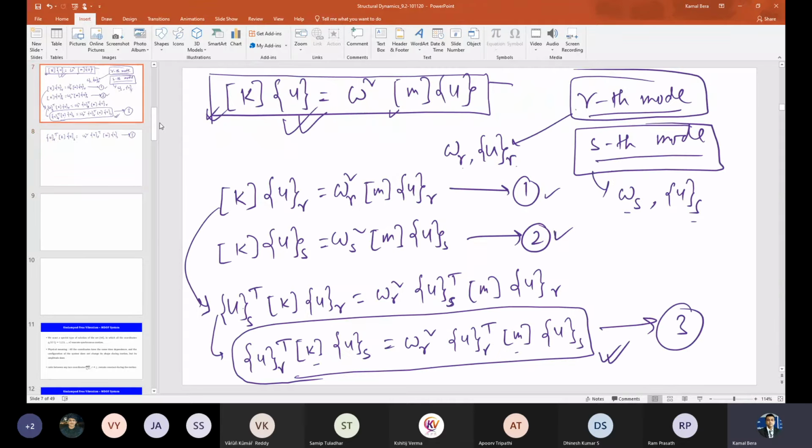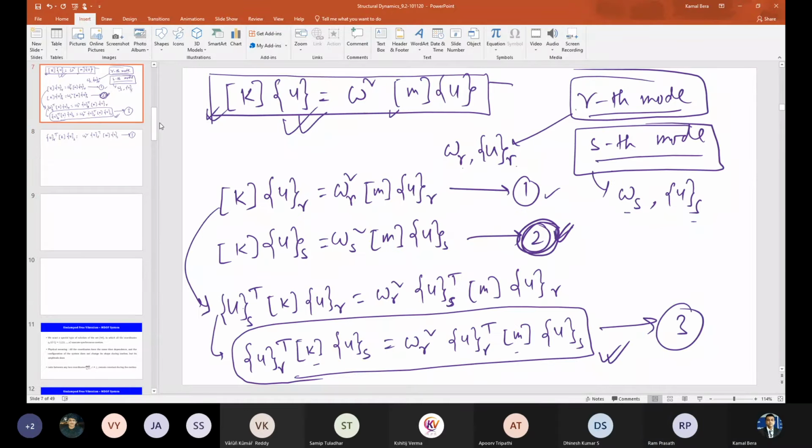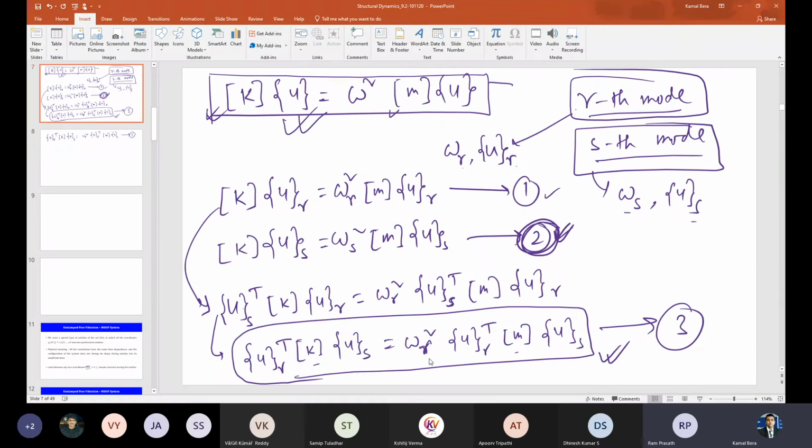So I just rewrote it here. Now what I told, I'll multiply equation by omega s square. No, omega r, right? Where is the mistake? You tell me, please. I am just repeating this equation in the next page, because here space is not there.